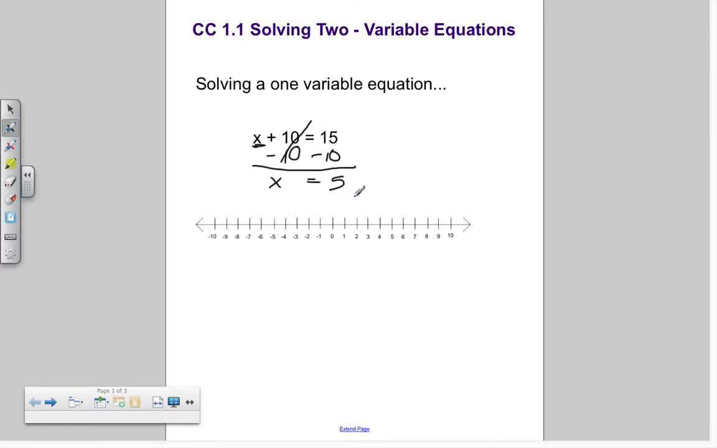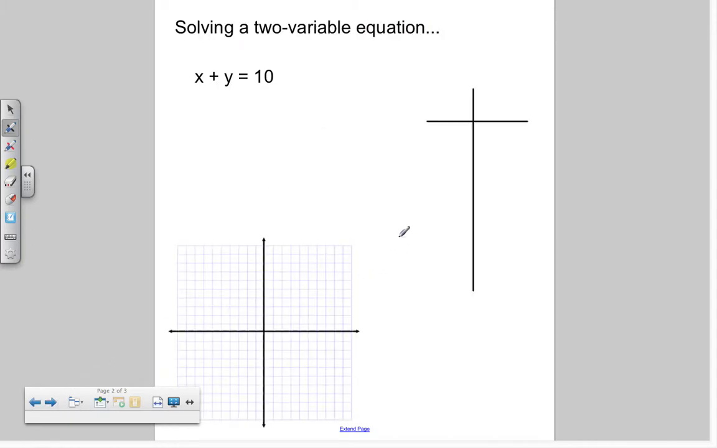The way I show it in a picture is to graph it. X equals 5 would look like that. That's it. That's the picture, and that's the answer. Okay, so when I have two variable equations, things are a little bit different.